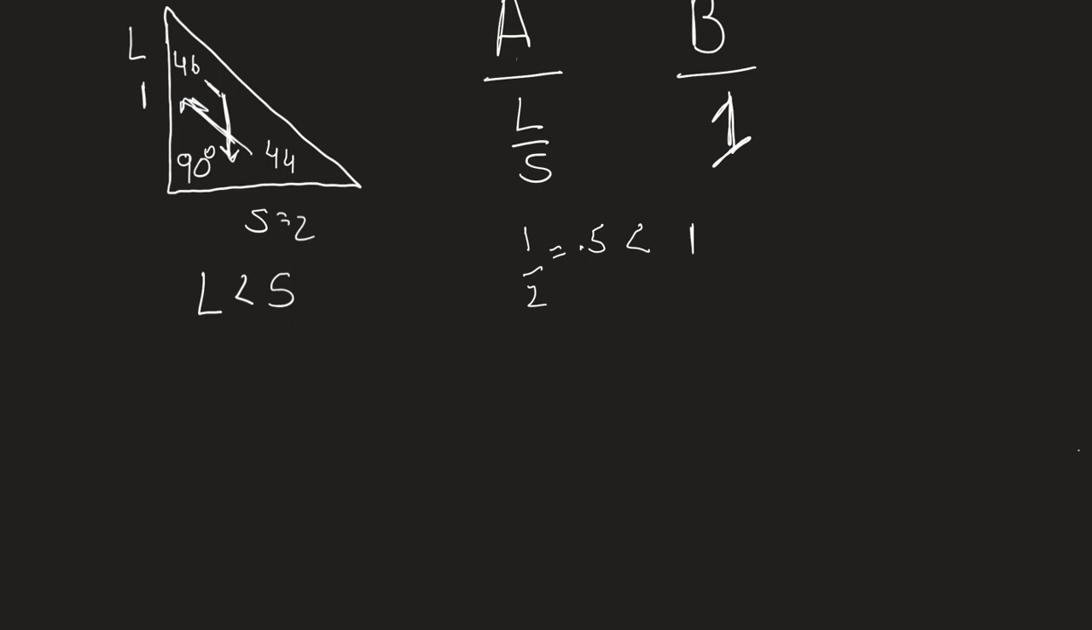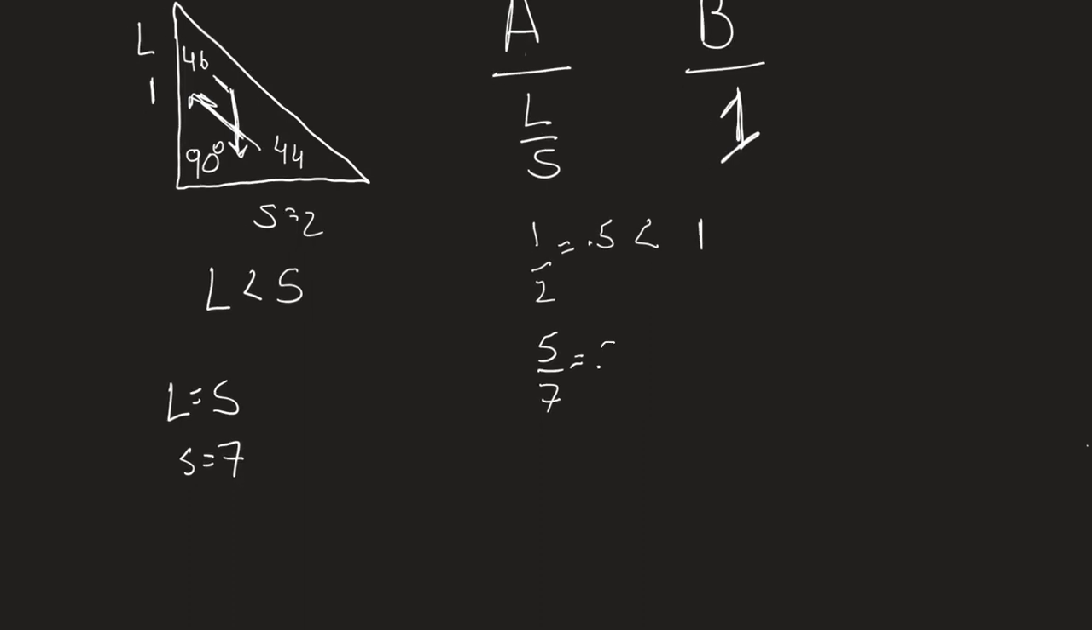You can put any number you want. It doesn't matter. Look, let L be 5, then S has to be 7. So 5/7, what is that equal to? Let me see really quickly. It equals 0.71, which again is less than 1. And this happens because S is always bigger than L.